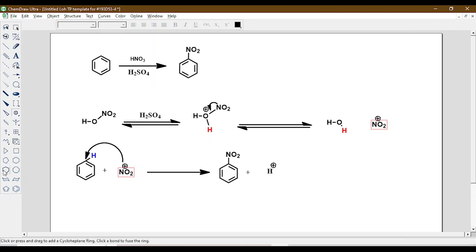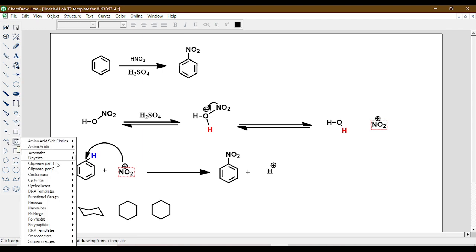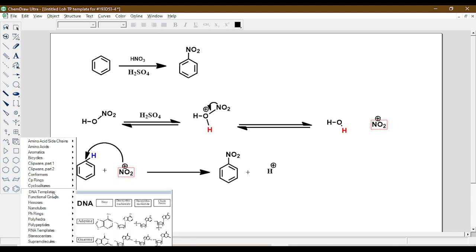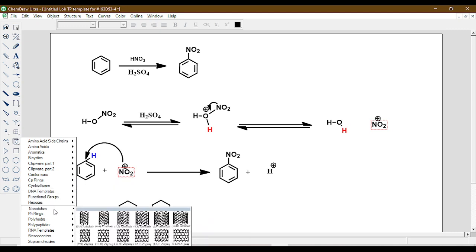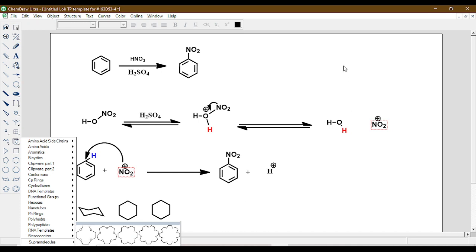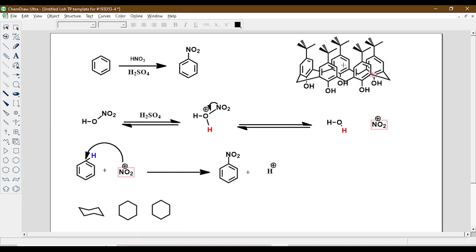And I use these tools to draw a structure. You can also draw different cyclic structures like this, or you can draw the aliphatic cyclic rings, all these. Also, you can use this template to draw conformations, different cyclopropane rings, DNA templates, carbon nanotubes, as well as phenyl rings, polypeptides, stereo supramolecules, etc. For example, I can draw this supramolecule. Let's say this. All these supramolecules.